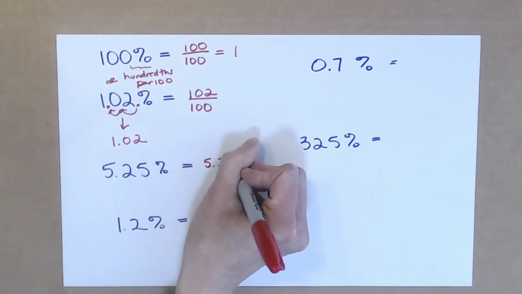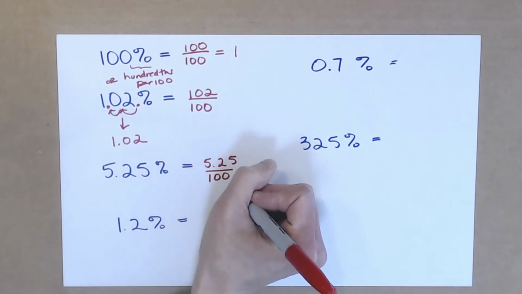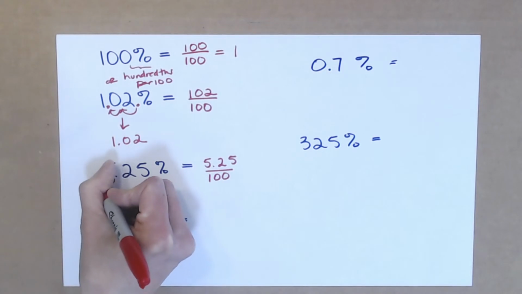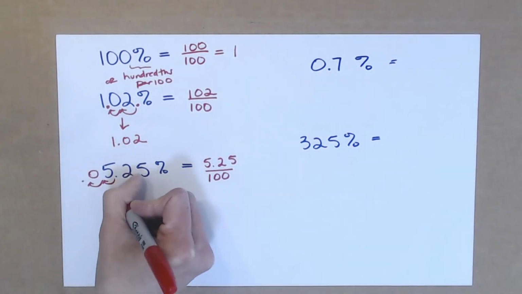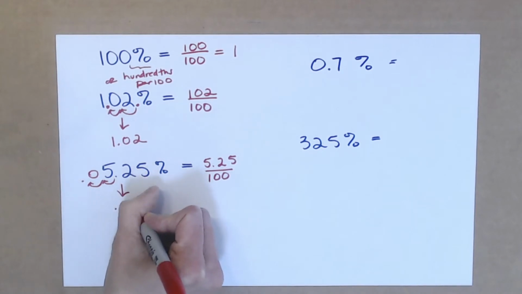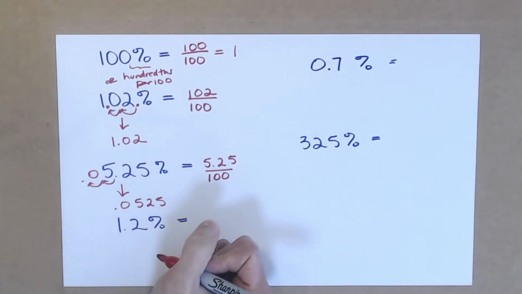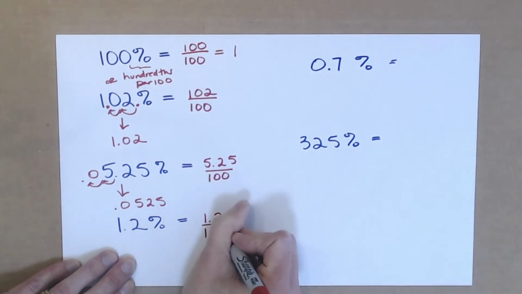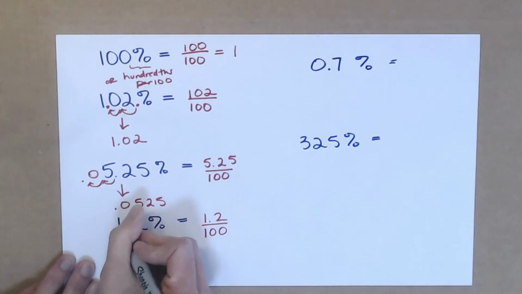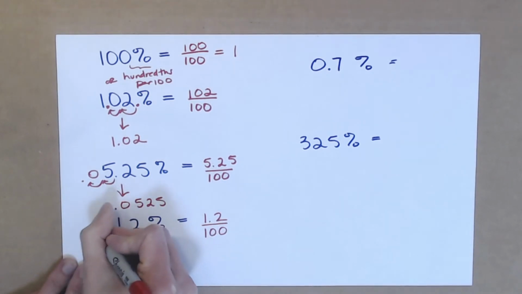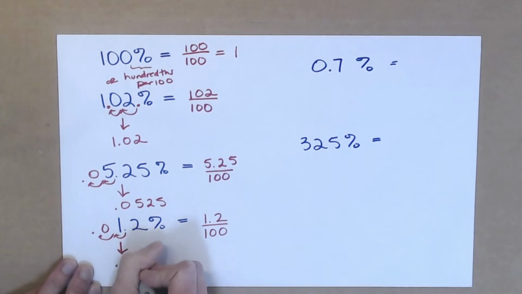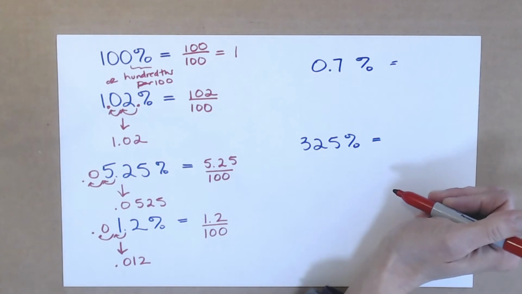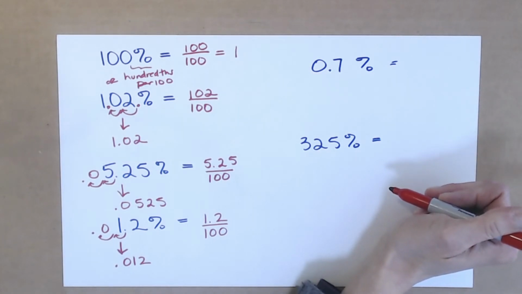Let's look at this one, 5.25%. That's just 5.25 hundredths. When we divide by 100, we move our decimal point two places to the left. So in this case, we get 0.0525. Again, 1.2%. That's just 1.2 hundredths. Dividing a number by 100 moves the decimal point two places to the left. We get 0.012.